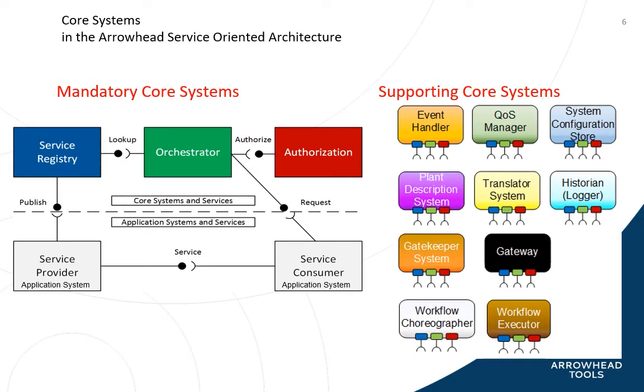For example, for workflow choreography, if you have a production workflow, you can use the workflow choreographer and the executor to help you through that workflow step by step. Dynamically, your system of systems, your equipment in the production area can work with these features.